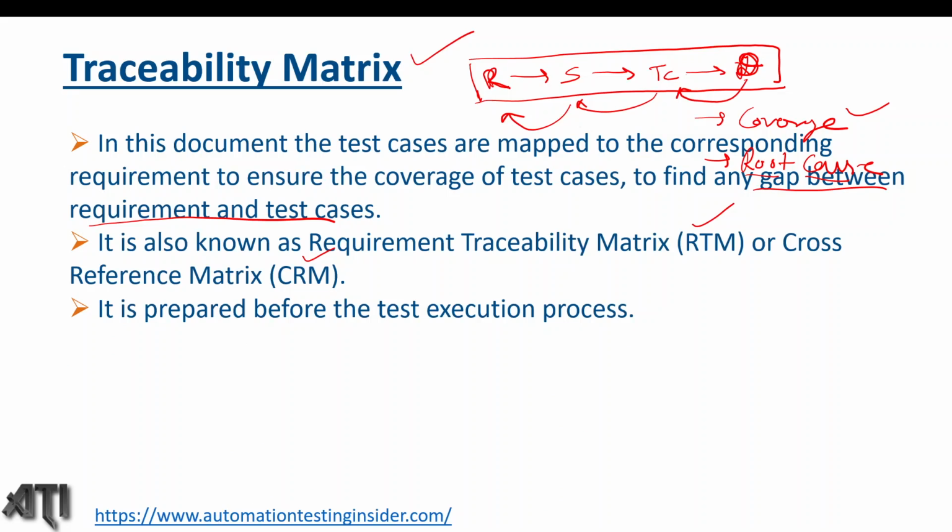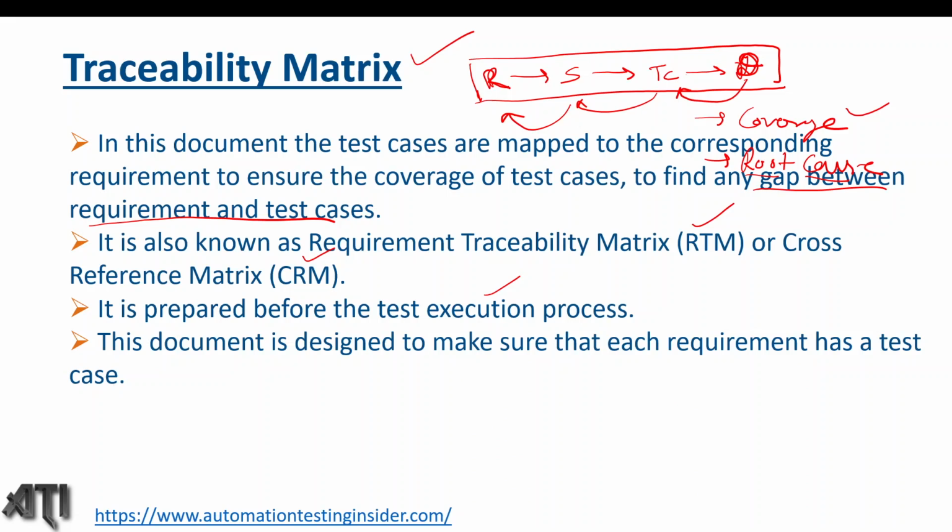Basically we have three types of traceability matrix. We have forward traceability matrix that is done before the execution process. Usually we do the traceability before the execution process, but there is another traceability matrix, backward, which is done after the execution, guys, and another we have bidirectional. So these are the three types of traceability matrix which we'll discuss in coming slides.